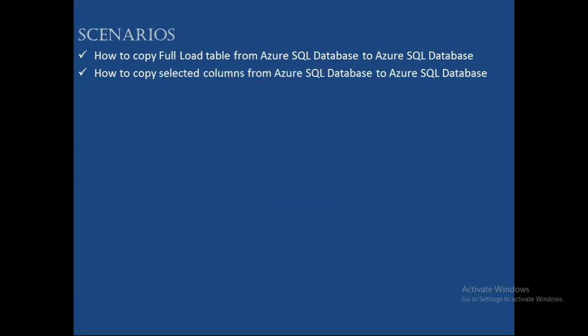Next, how to copy selected columns from Azure SQL database to Azure SQL database. Suppose a table may have 250 columns or 1000 columns. I don't want to take all the columns. I want to consider only maybe 20 columns which I need, because instead of copying everything, I will copy only the things which are required for me.